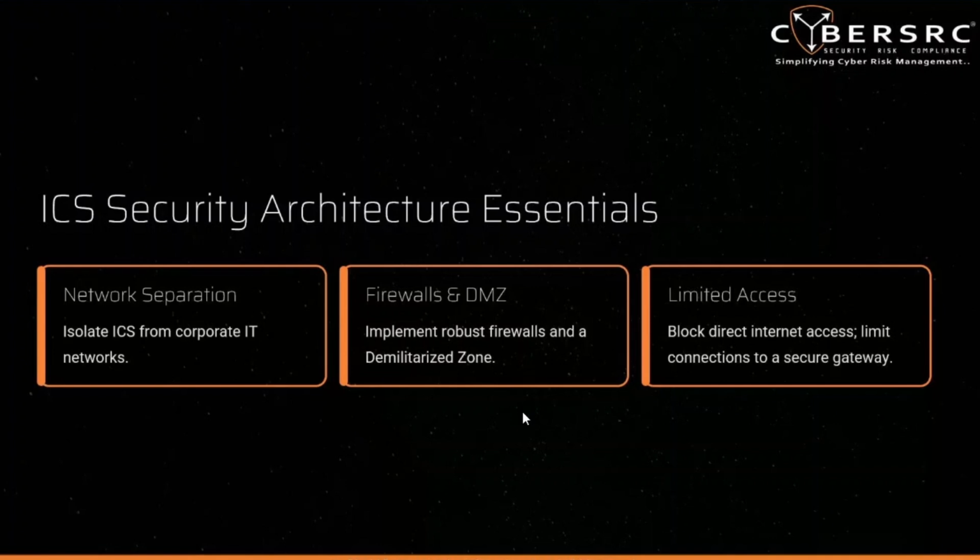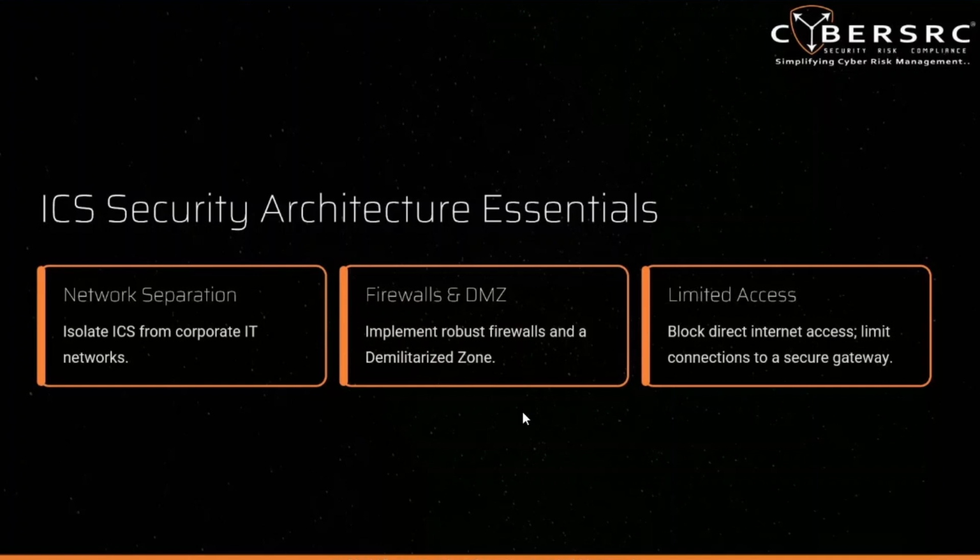Network separation. We have to isolate the ICS network from the corporate IT network. Now let me remind you from the previous slide, on the layer four, the enterprise network is different from the control network. Firewalls and DMZs: implementation of robust firewalls and a demilitarized zone. But remember, with proper configurations according to security best practices. Limited access: block direct internet access. Limit connections to a secure gateway.